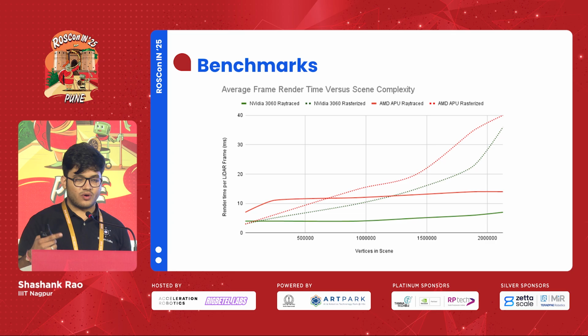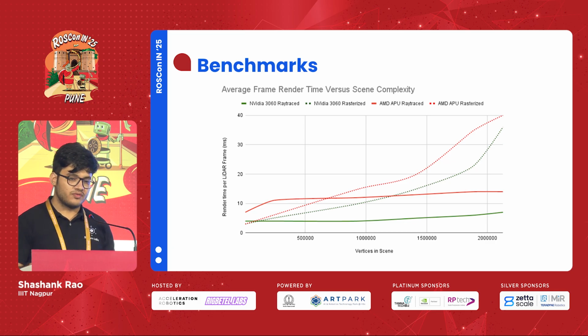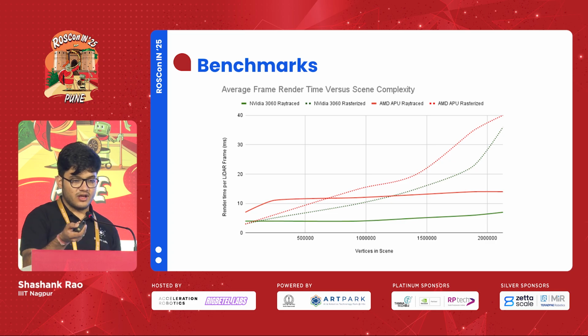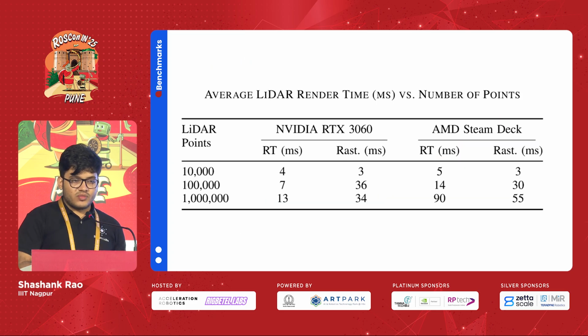But as the complexity of the scene increases, there is a lot of mathematical calculation to be done for rasterization outputs, and hence it slows down. So you could say that in a very complex world, you could get more than twice or thrice the performance with ray tracing compared to rasterization. And these are the numbers.